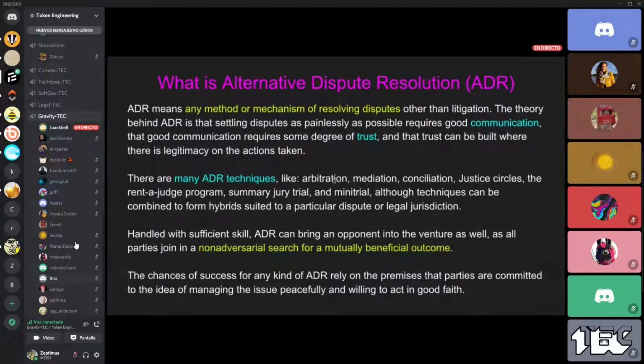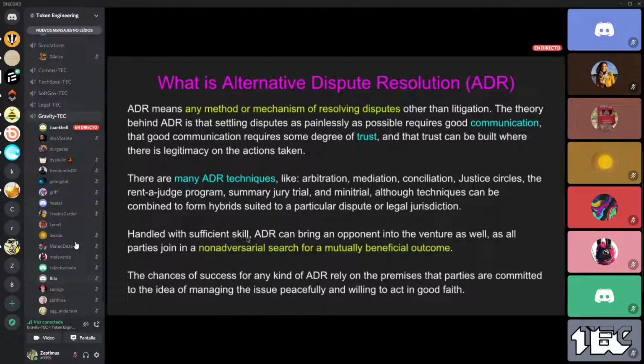So there is arbitration, mediation, conciliation, justice circle, rent-a-judge program, summary jury trial, mini trial, and there can be combined forms and hybrids for a particular dispute or legal jurisdiction. What I am telling you is that ADR has these core mechanisms, like arbitration, mediation, conciliation, but there are different varieties and approaches to handling a dispute. Sorry.